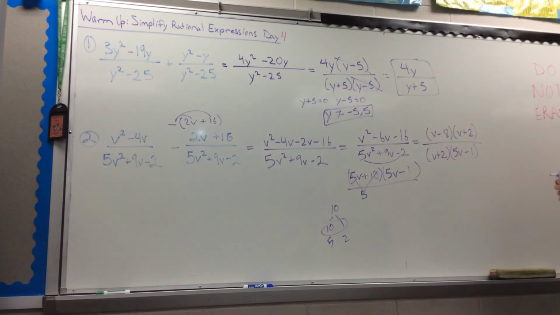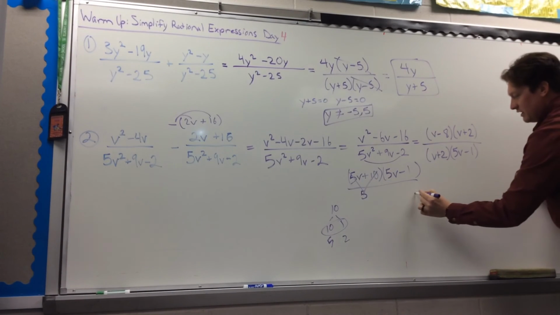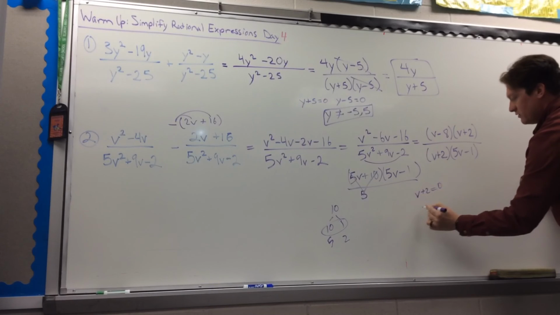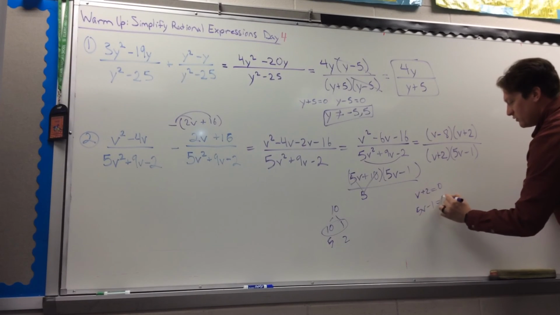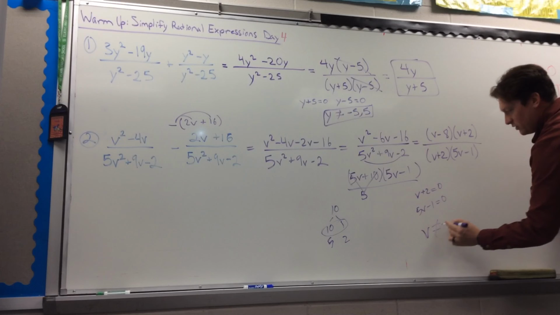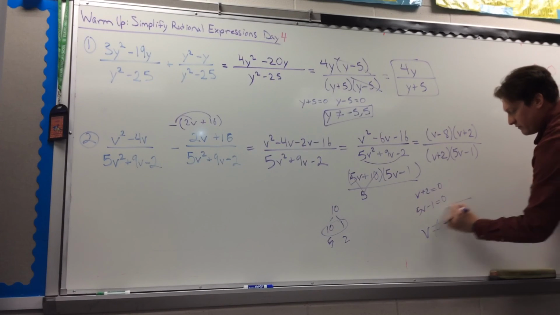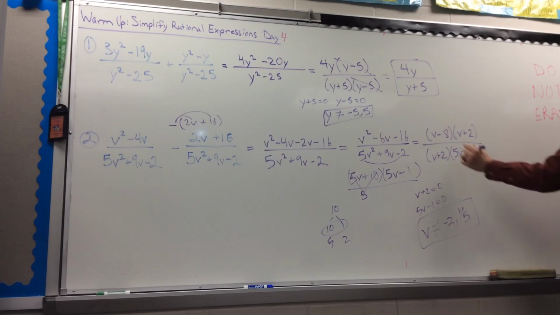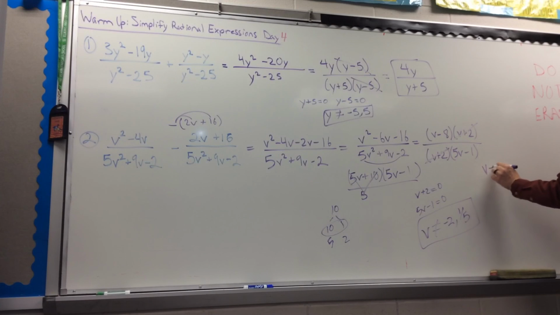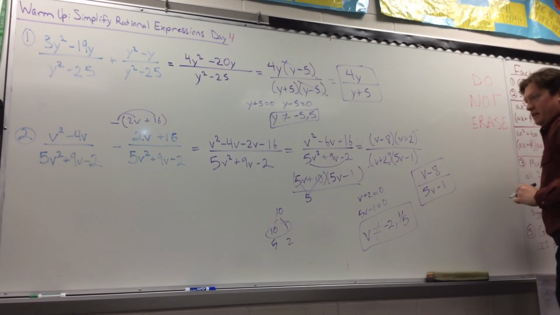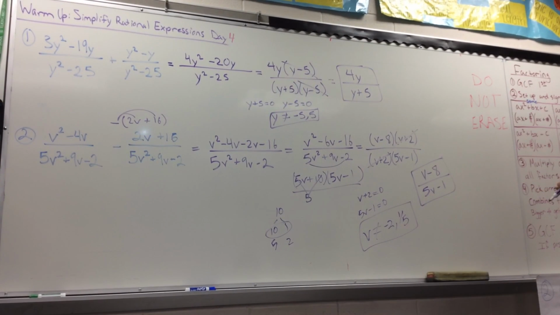Before I cancel things out, I need to find my restrictions. v plus 2 equals 0, 5v minus 1 equals 0. v cannot equal negative 2 and 1/5. Found my restrictions, cross out my terms that are the same, and my final answer is v minus 8 over 5v minus 1. That takes care of our warm-up today with adding and subtracting fractions with the same denominator.